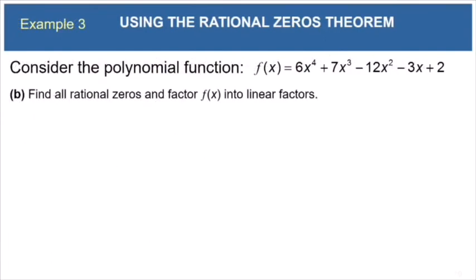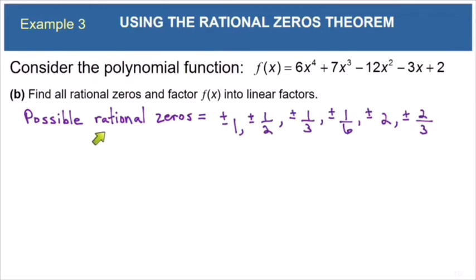So in part A of this example, we made a list of possible rational zeros. Now in part B, they're going to ask us to find all the rational zeros and factor f of x into linear factors. So let's remember what we did in part A. In part A, we made this P over Q list. These P over Q numbers are the possible rational zeros. Now some of these numbers are actually zeros and some of them are not.